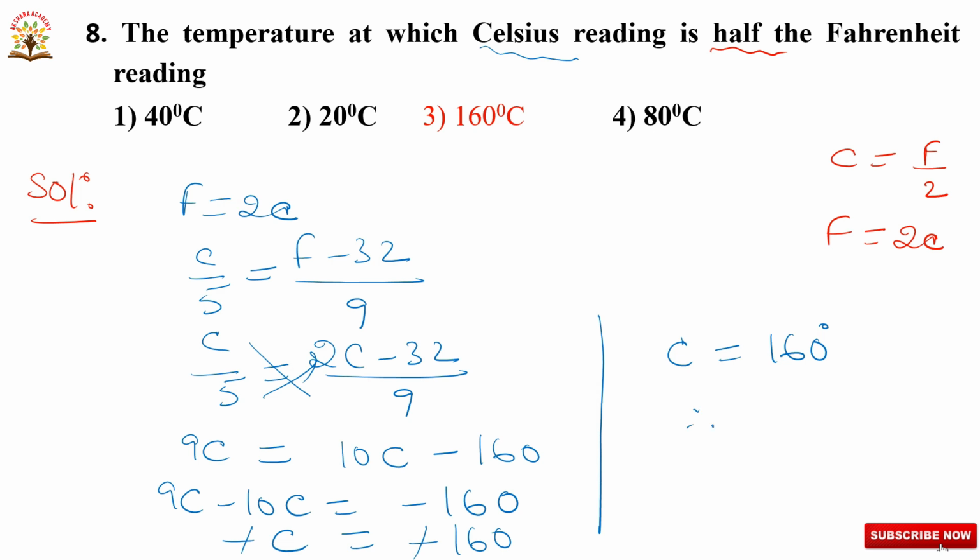So therefore the final answer is: the temperature at which the Celsius reading is half the Fahrenheit reading is 160 degrees. This is the final answer, 160 degrees centigrade. Okay. Next we will go to the next question.